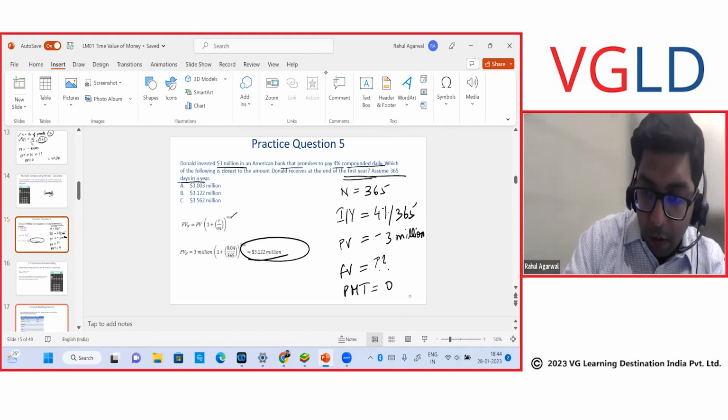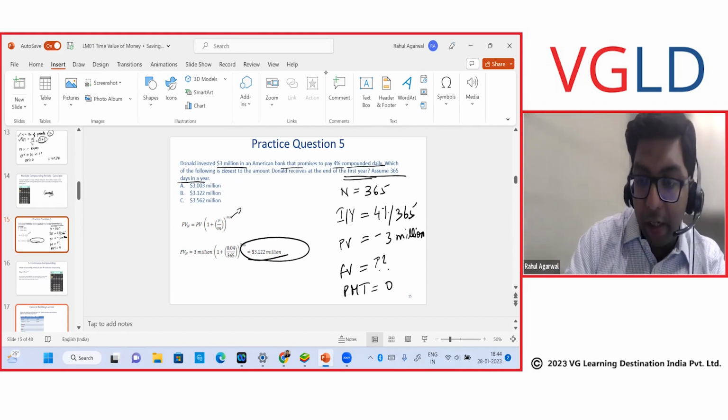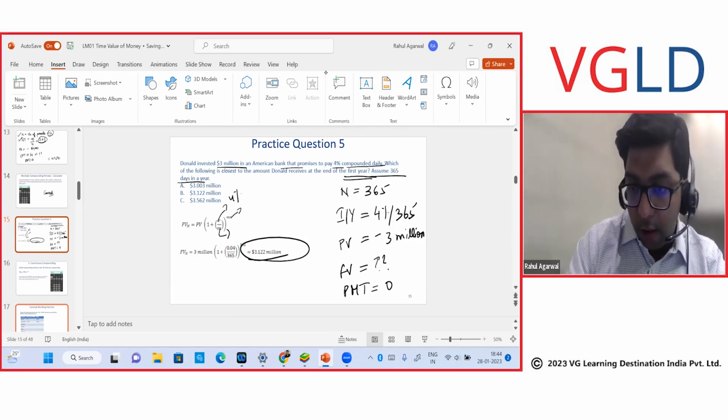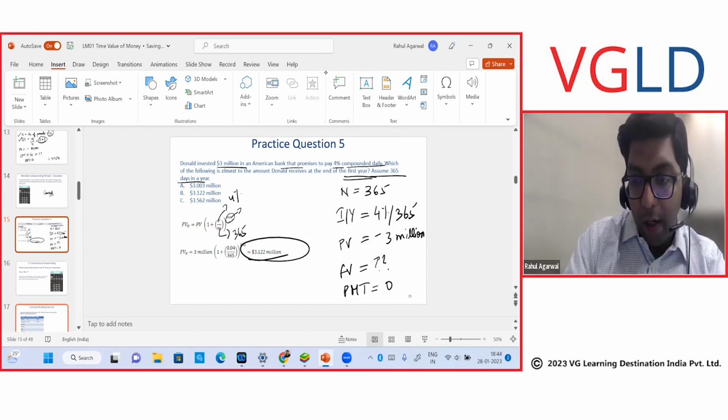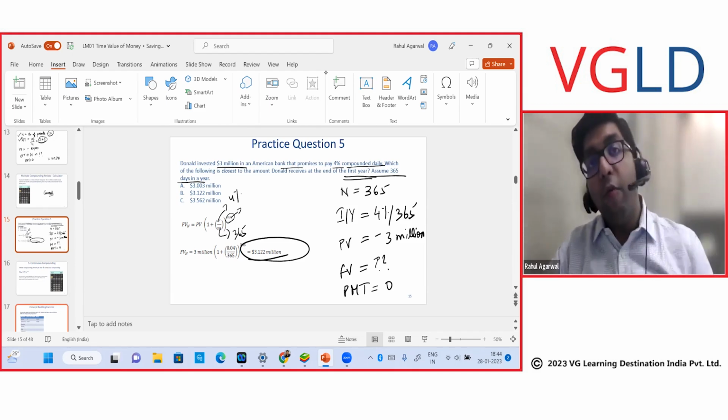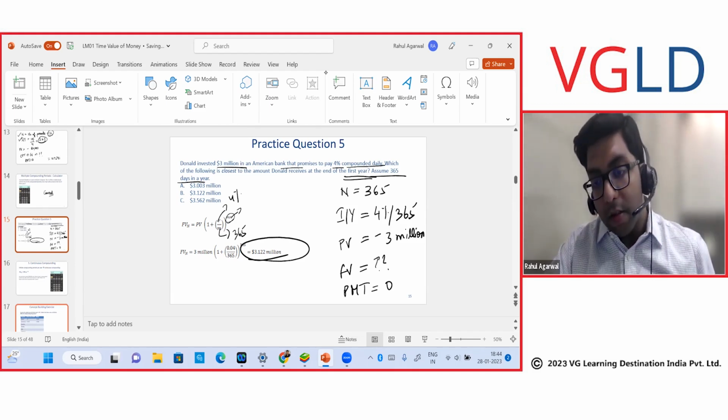So if you notice something over here, M and N written, 1 plus R by M. What is R? 4%. What is M? 365, right? Number of periods. But why is M into N written? Try to understand. Here it was a 1 year period.